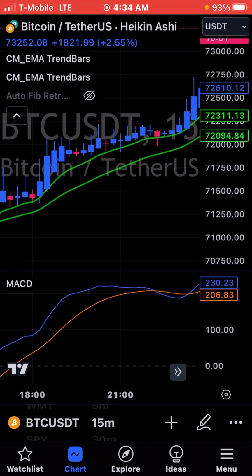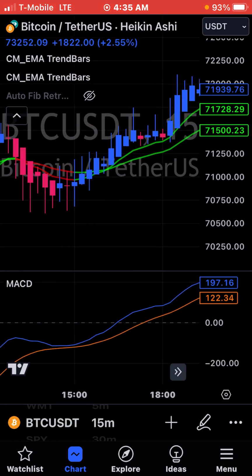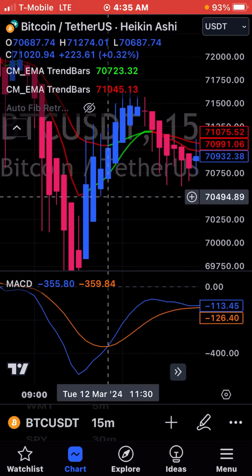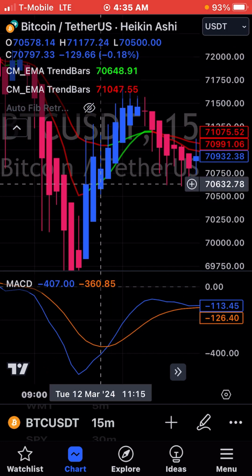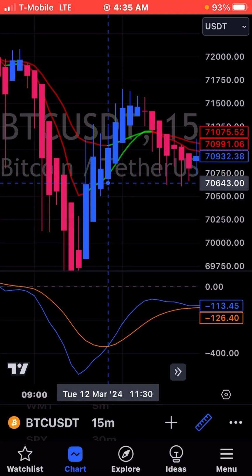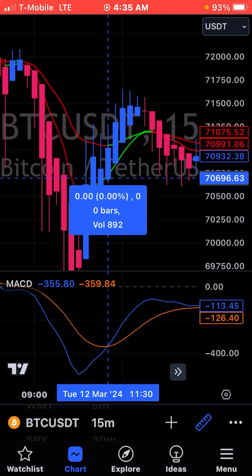So let's look at other moments here on a 15-minute. The next moment that it starts crossing was right here. So this is another entry point where you could make $100 or more if you rode this out. Where's our $20?